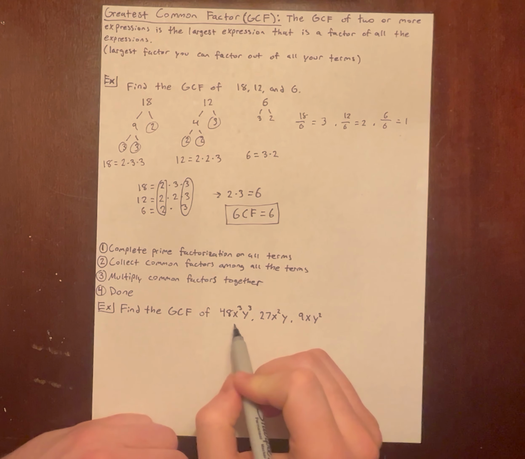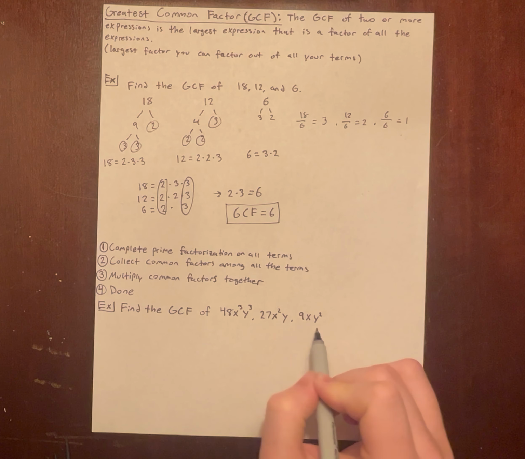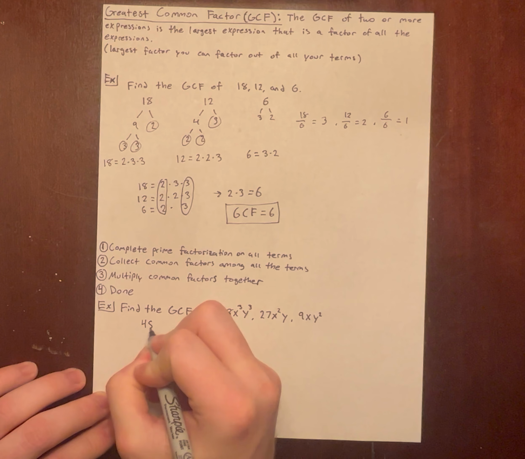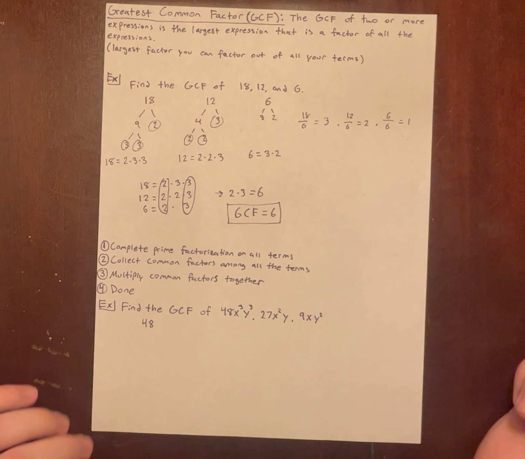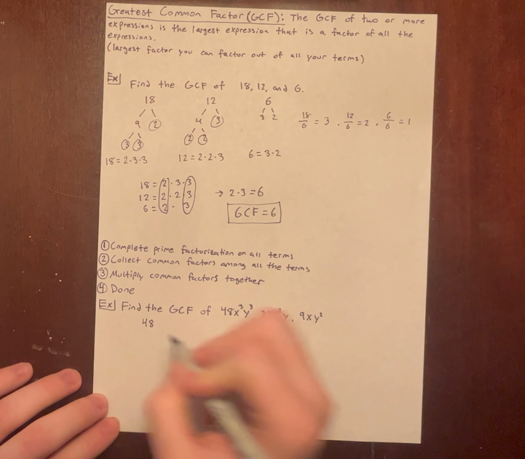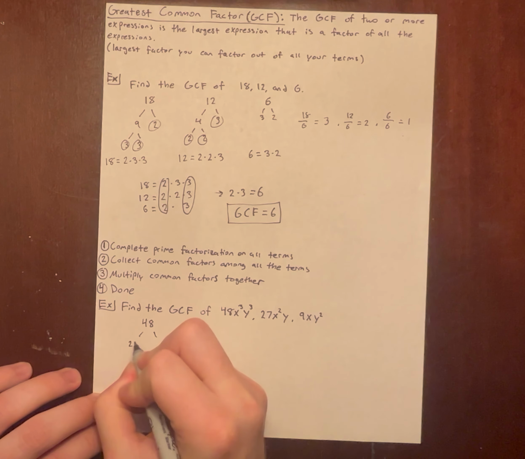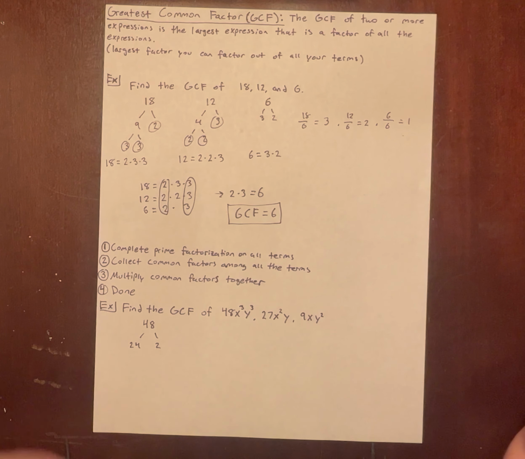So we have 48x cubed y cubed, 27x squared y, and 9xy squared. Leaving the variables alone for now, because they can't be prime factored, since there's nothing prime about variables. We don't know what the number is yet, but we can prime factor 48. Let's make it easier and divide it by 2 first. So split it into 24 and 2, that makes 48.